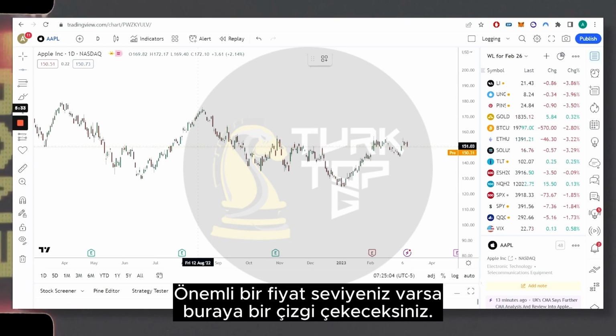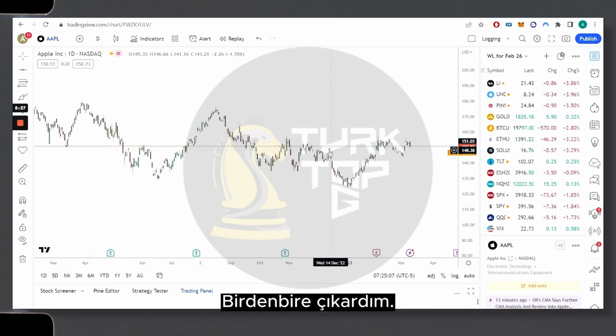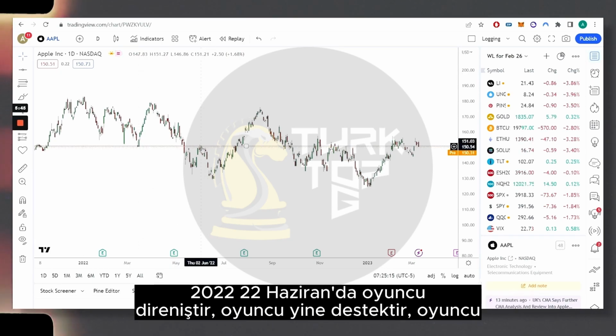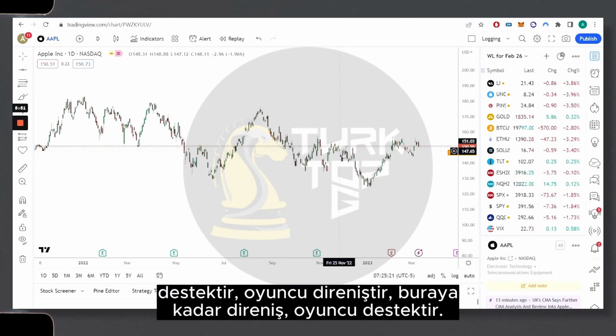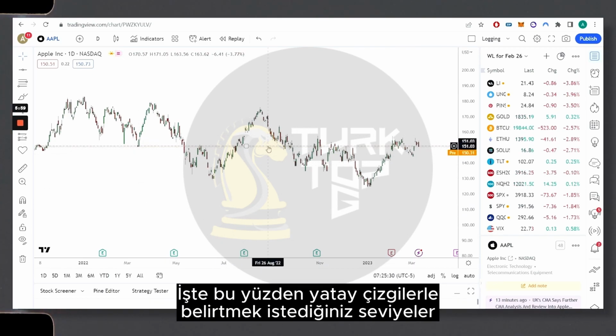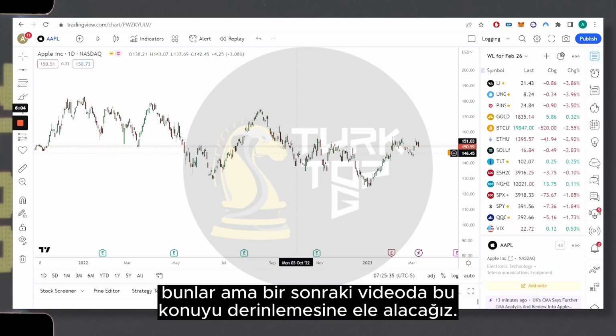If you have an important price level, you will draw a line here denoting it. I just took it out of nowhere, but if you go back in the chart, you will see this level acted as support in March of 2022, acted as resistance in June of 22, acted as support again, support, resistance, resistance all the way here, acted as support. So you can see that's a price level where price keeps reacting. And that's why those are the levels you want to denote with horizontal lines. But we'll go in depth about this in the next video.